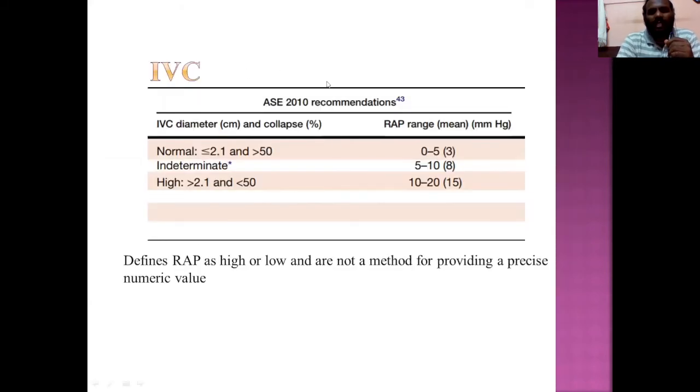Now, based on the IVC assessment, you can come to a conclusion of whether RA pressure is low, high, or normal. When the IVC diameter is less than 2.1 centimeters and it is more than 50% collapsible, you can say the RA pressures are low. On the other hand, when the IVC diameter is more than 2.1 centimeters and is less collapsible, we can say that the RA pressures are high. And there are always in-between patterns. Now, this method is only valid in spontaneously breathing patients, and it can tell you whether it is high, low, or normal. It does not give you a precise numeric value.